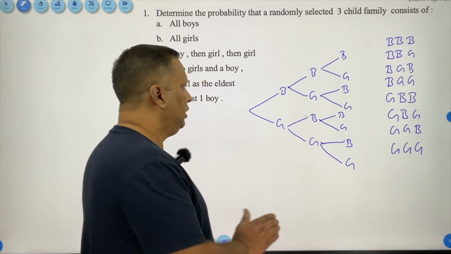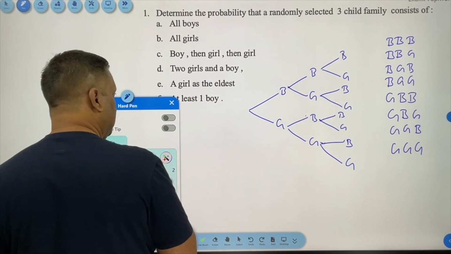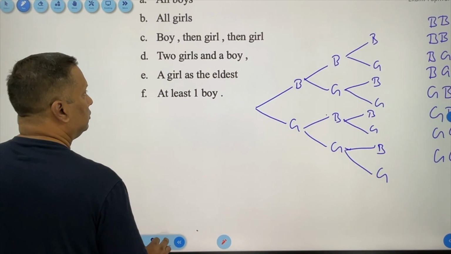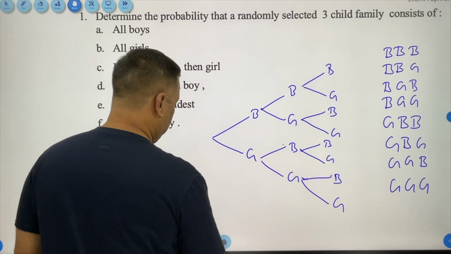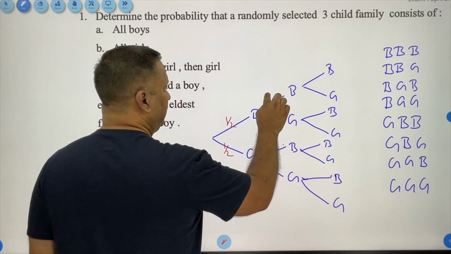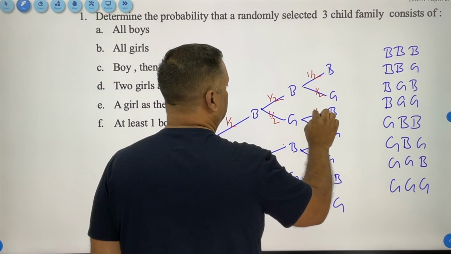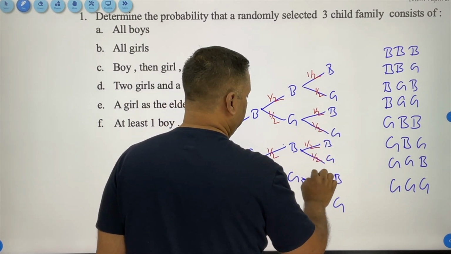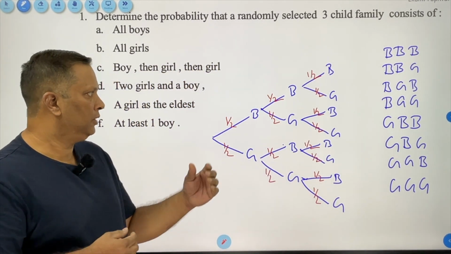Okay. Now let's write the probabilities of each event, because it is theoretical probability. I am going to zoom this. What's the probability? Half. All probabilities are half, because either it is a boy or a girl. Half, half, half, on every branch. So once we list all the probabilities, our job becomes very easy.